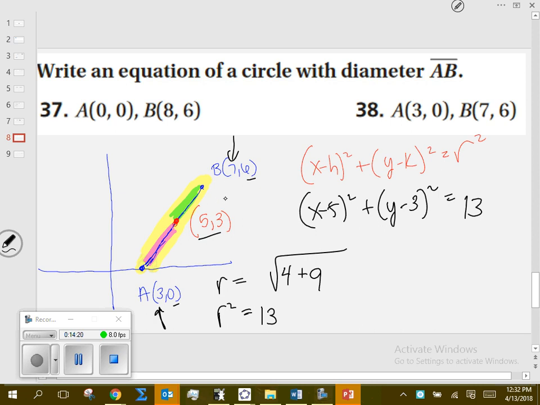Because you got to add 7 plus 3, divided by 2. Okay, you take the x values, you got to add them together, and then divide by 2. So there is our equation for that circle.